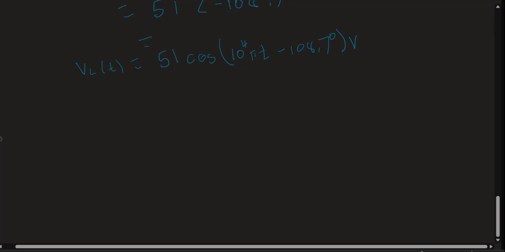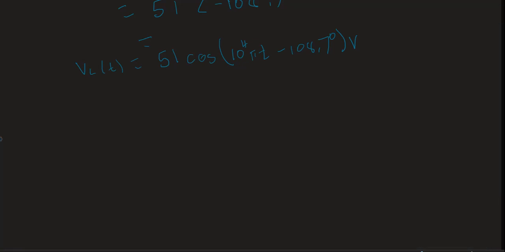And do we not need the other half, the one after that? Because there is an imaginary component. No, we don't, because when we say VL of t, we want the real part. This is the real part.